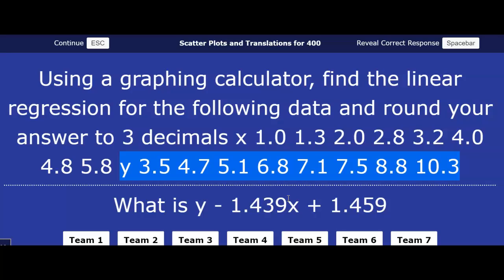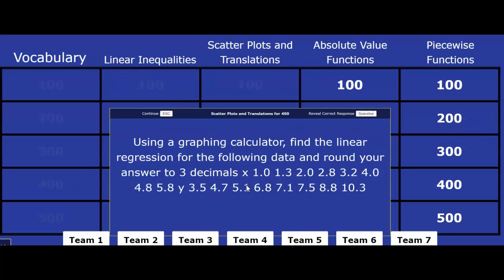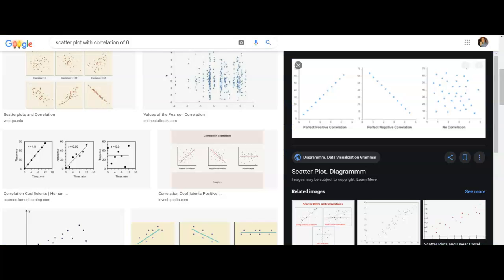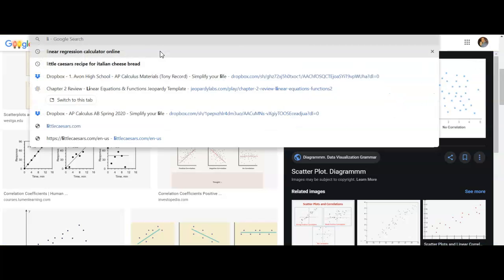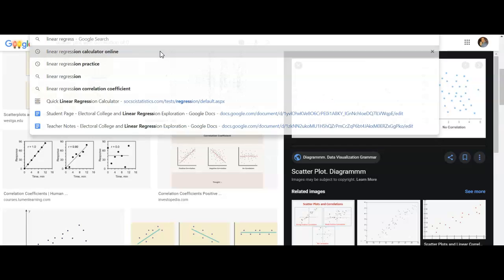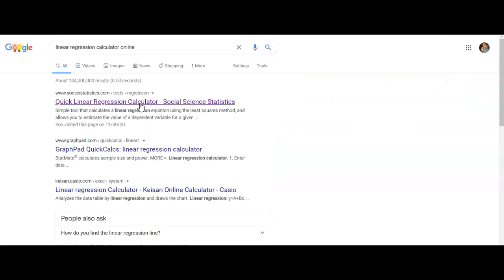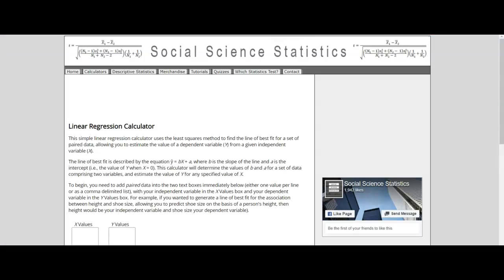Oh, I got the wrong answer. I'm going to do it on my own. 1.308. What did you get? Okay, this could be a typo. There's a good possibility. Alright, you go back out and click that, and then go down to option 4. It's asking for linear regression.